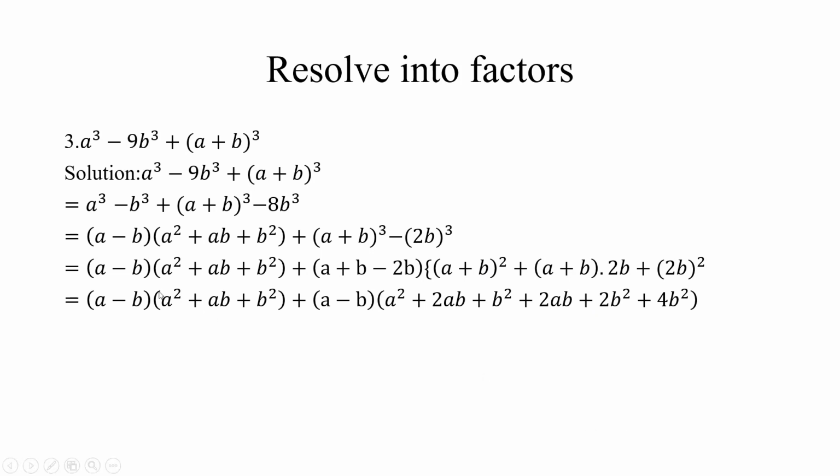Now a + b − 2b means a − b, and you know the formula of (a + b)², that is a² + 2ab + b², and multiply (a + b) into 2b, you will get 2ab + 2b², and (2b) whole square means 4b². Now dear cadets, see in this part here a − b, and in this part a − b are common, so take a − b as common part.